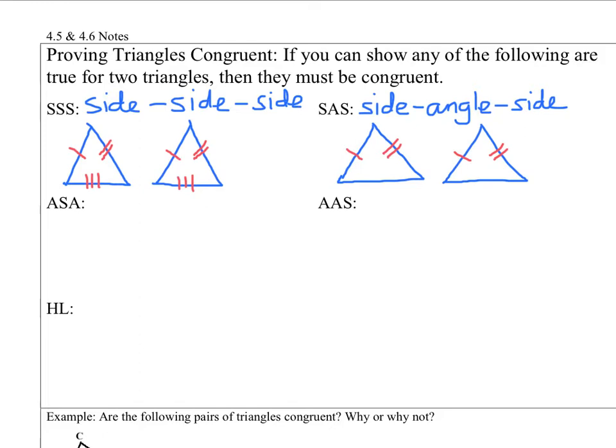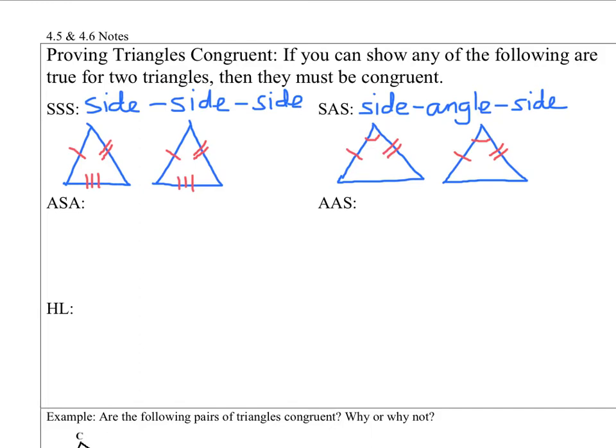We need to show then that the angle in between the two sides is the same between the two triangles. So it must be the angle that's immediately between the two sides, the angle that's formed by those two sides, not one of the angles that is outside of the two sides. So it's got to be directly in between. And that is why it's called side, angle, side, to represent that the angle is in between the two sides. So those two triangles have to be congruent to each other.